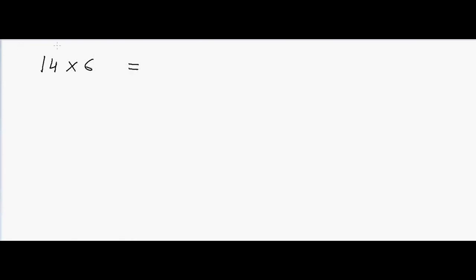First I'll take the last digit of the number which we want to multiply by 6. The last digit here is 4, so I'll just write a 4 here, and then I'll take half of this number. Half of this number is 7, and then I'll take this first digit and add it to the 7, so that will be equal to 8. So my answer will be 84.